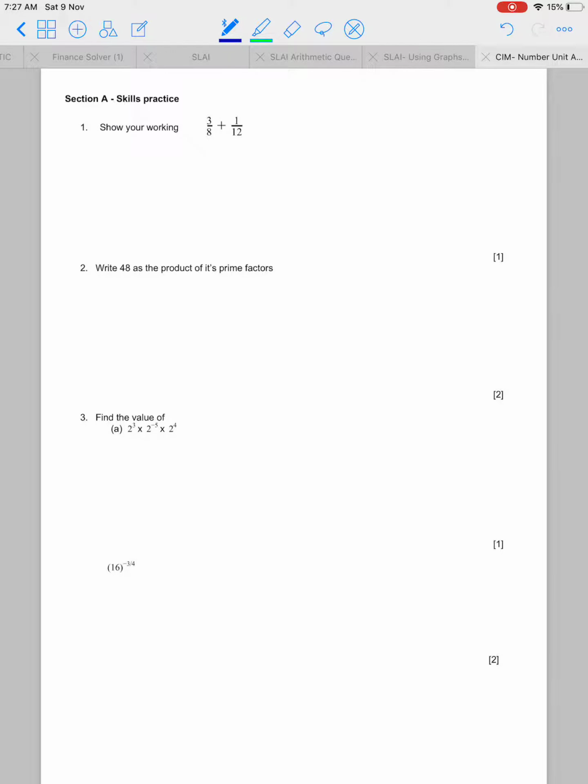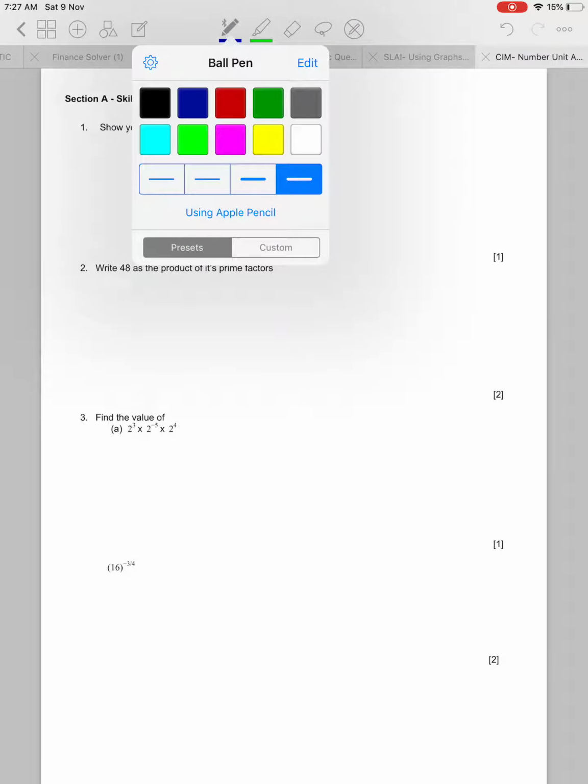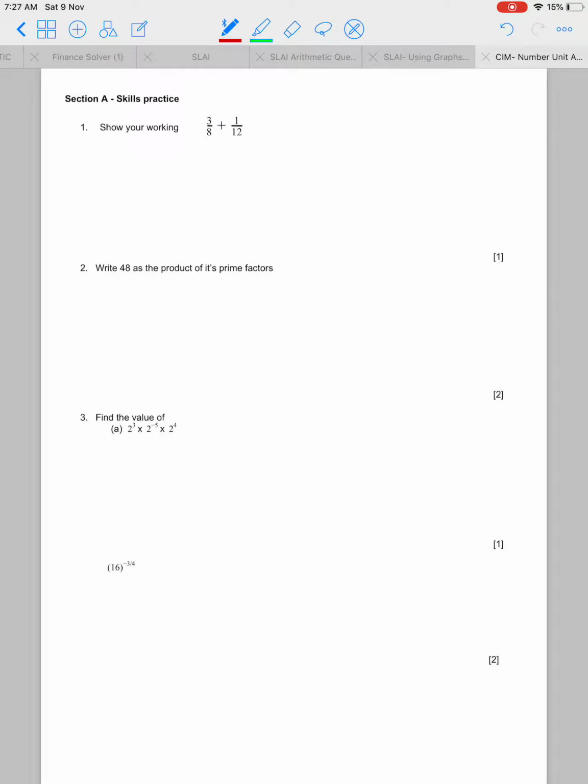Okay, so here are the first three questions from the number test. The first question was done pretty well because you've all got experience of fractions. But maybe quickly you can actually choose the lowest common denominator, which is 24. So you change 3/8 into 24ths times by 3, and you change 12ths into 24ths times by 2. So that's the quickest way of getting to the answer. Okay, so always choose the lowest common denominator.